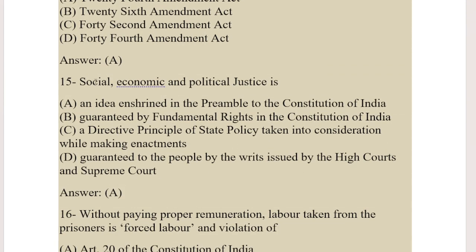And the next question is, social, economic and political justice is option A, an idea enshrined in the preamble of the Constitution of India, option B, guaranteed by the fundamental rights in the Constitution of India, option C, a directive principle of state policy taken into consideration while making enactments, and option D, granted to the people by the writs issued by the High Court and the Supreme Court. Option A is the right answer. An idea enshrined in the preamble to the Constitution of India.